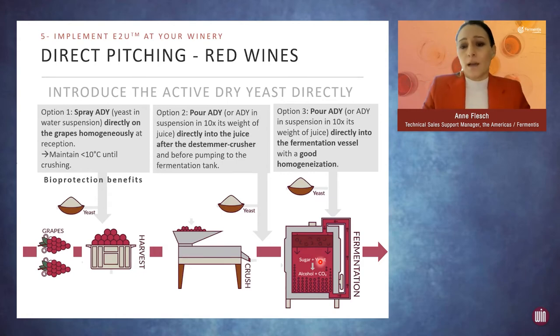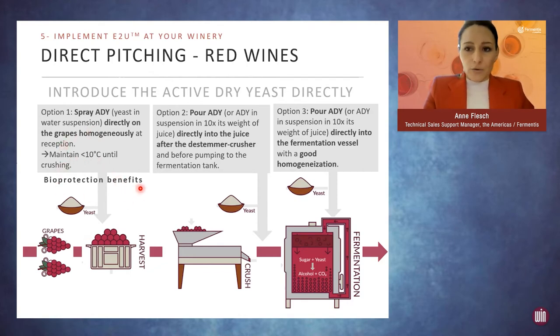That's another option. Another option that is possible, that a lot of wineries have really liked doing, is to introduce the active dry yeast directly to the juice post destemmer crusher before the pumping into the tank. You can also gently sprinkle the active dry yeast in 10 times its weight of juice and directly pour it. That's another way of doing it. And finally, another option is to spray the active dry yeast, as a yeast in water suspension, immediately on the grape homogeneously at reception.